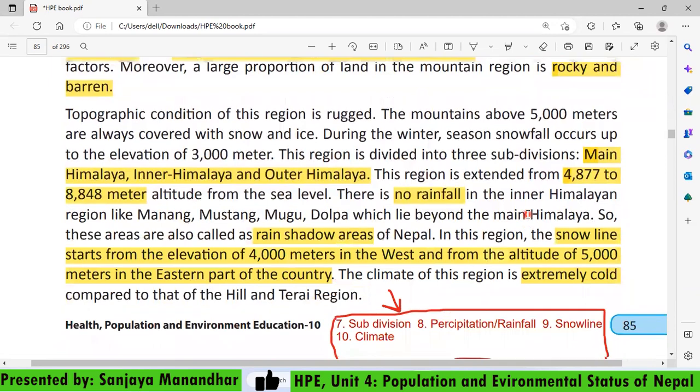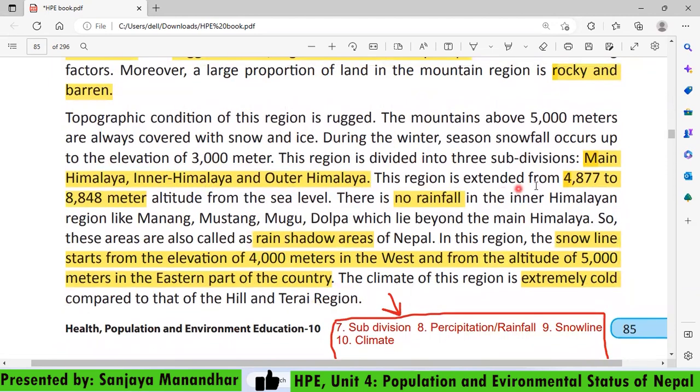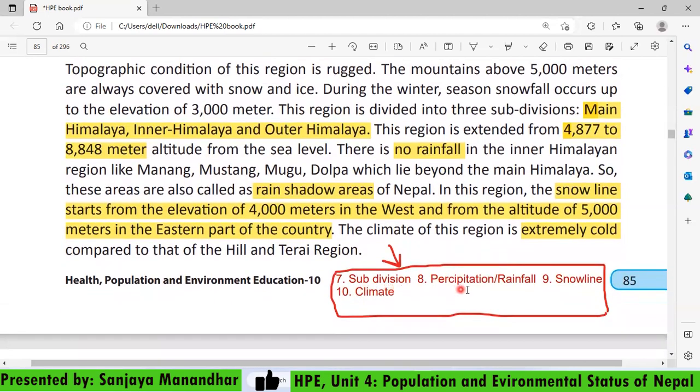Okay, let's go to next paragraph. Here I have highlighted, look here, up to six number we have done. Seven number: subdivision, precipitation, snow line, and climate. Subdivision, we already did. It has three subdivisions: main Himalaya, inner Himalaya, and outer Himalaya. And next one is precipitation. Precipitation means rainfall pattern. What type of rainfall pattern? No rainfall. There is no rainfall.